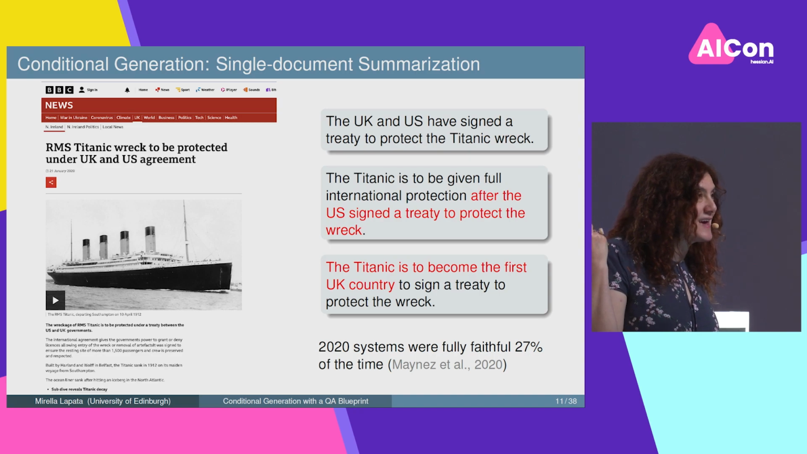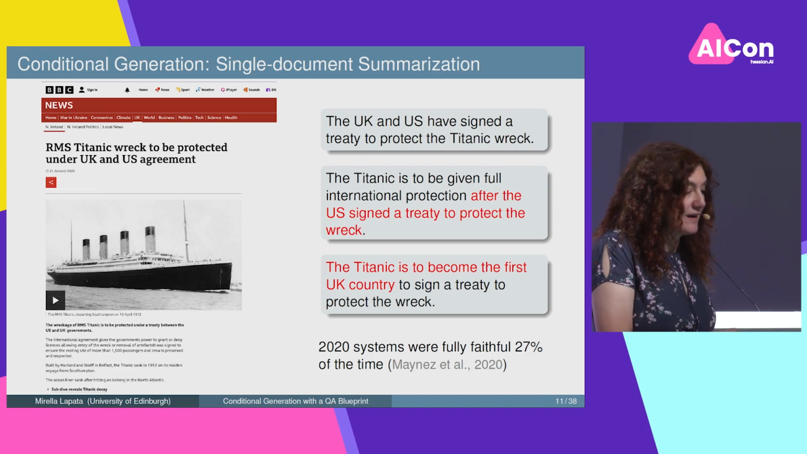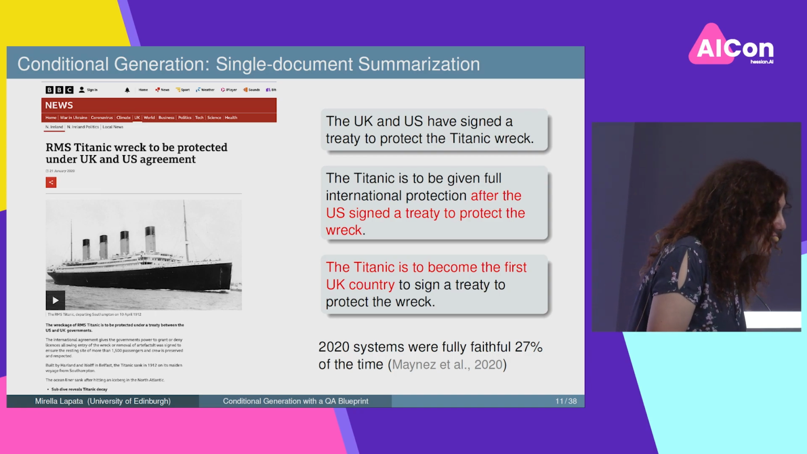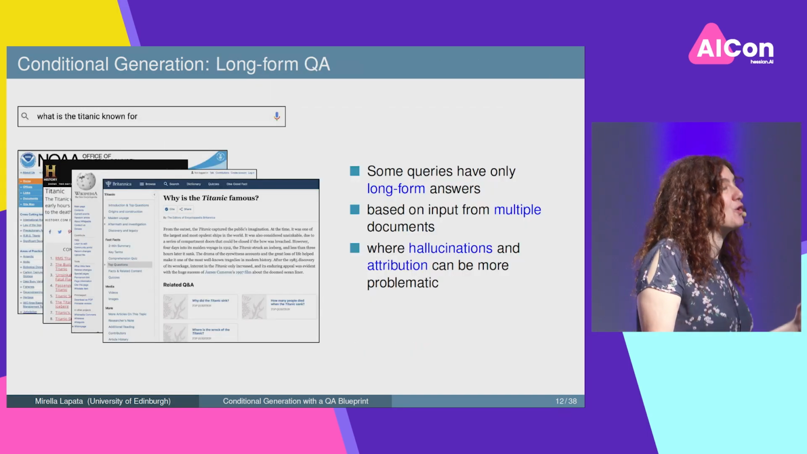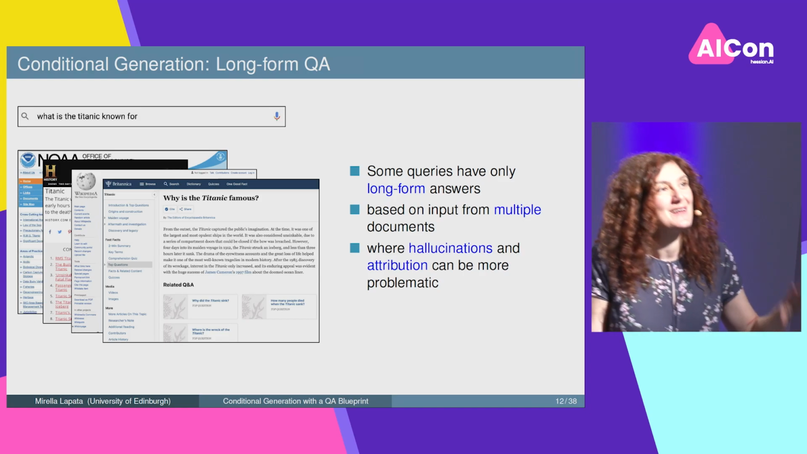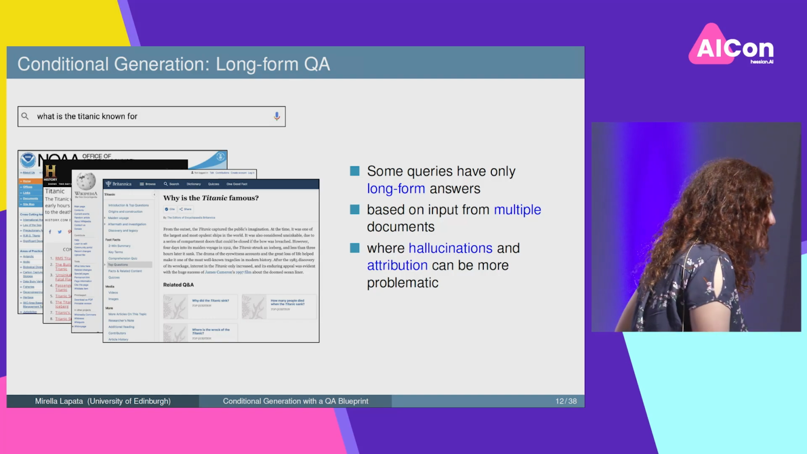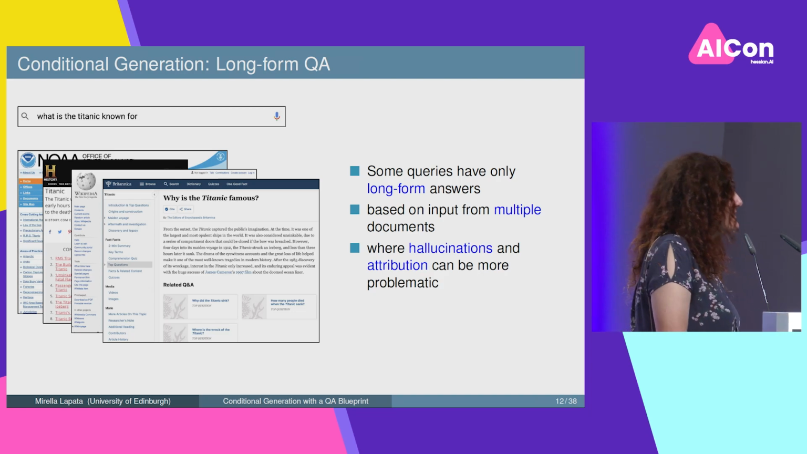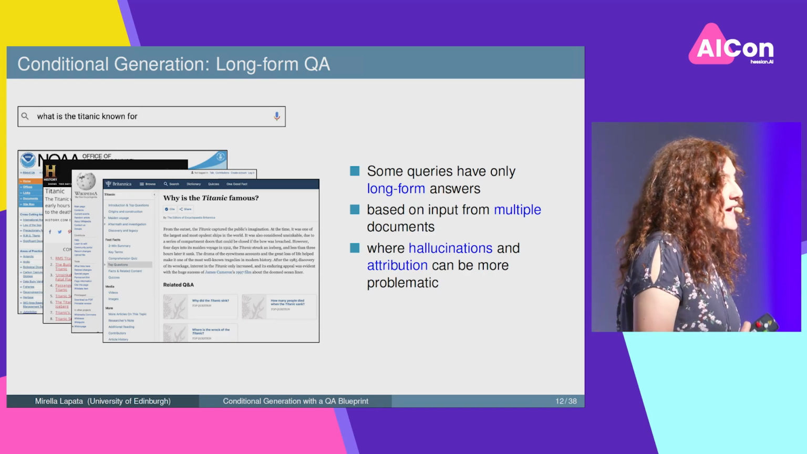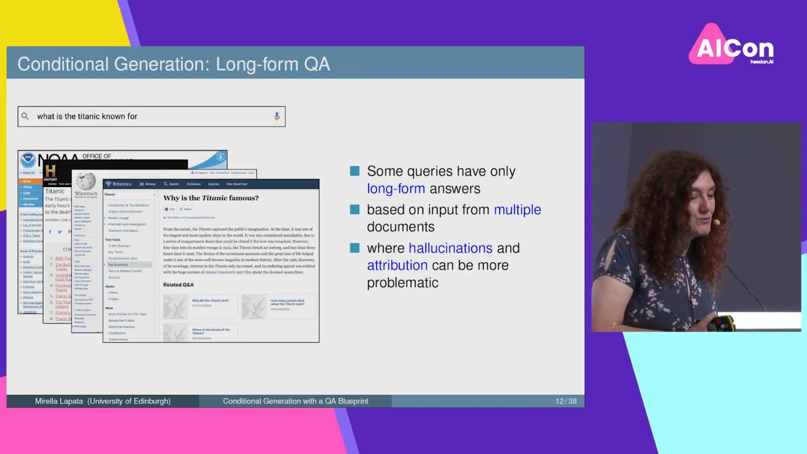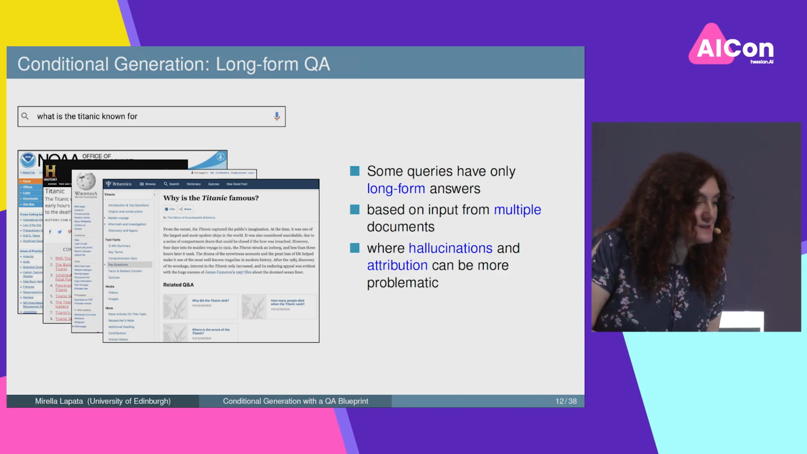And you can see the red bits there. These are mistakes. So for example, it says the Titanic is to become the first UK country to sign a treaty to protect the wreck. Not a country, last time I checked. And of course, the more complicated the summarization task becomes, the more unfaithful and the less controllable our generation becomes. This is your typical search engine scenario. I ask a question, what is the Titanic known for? This is not a simple question. You have to actually aggregate several documents and produce an answer, because the Titanic is known for a lot of things. And here, of course, if you make up things, it could be a lot worse.